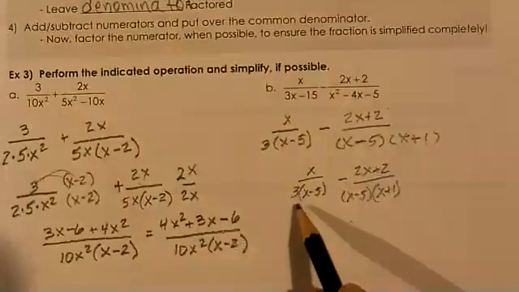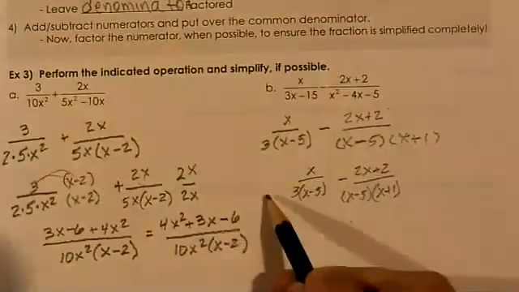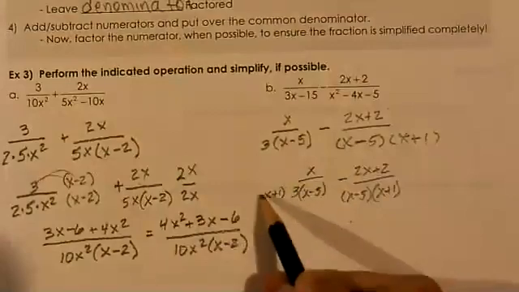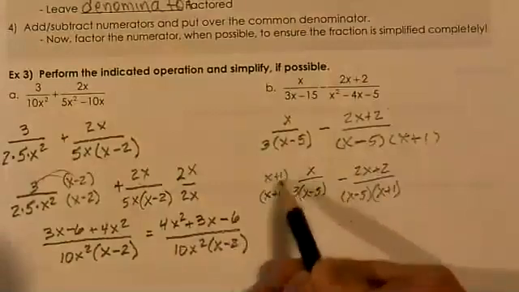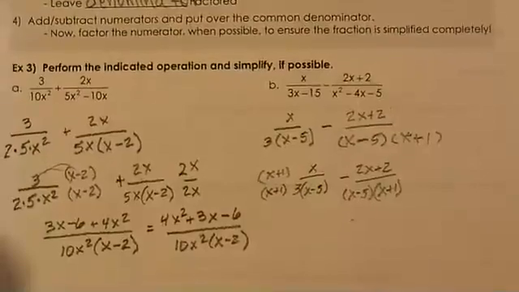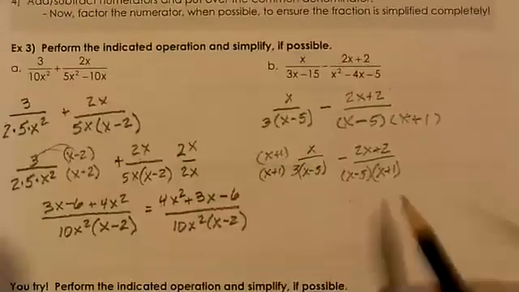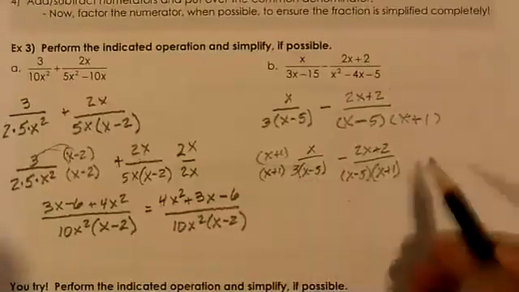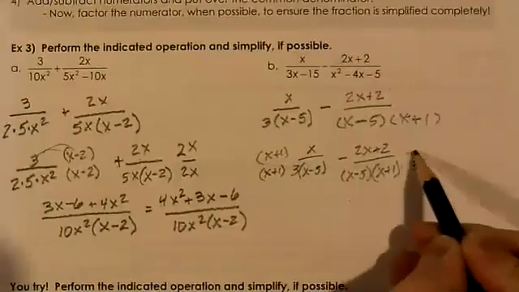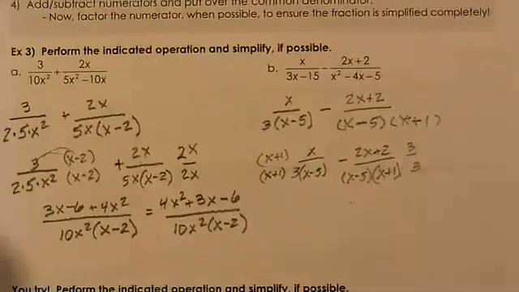This one was missing what term? This denominator doesn't have an x plus 1, so I'm going to do that to the top and the bottom. This one does not have the 3, so I'm going to do it to the top and the bottom.